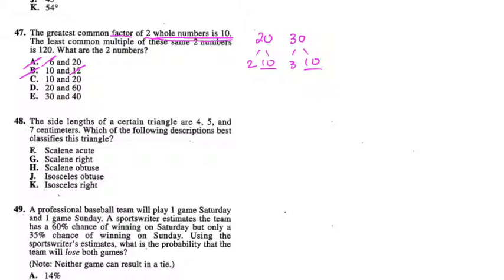The least common multiple of these same two numbers is 120. So it's not saying that 120 is just any multiple, it's the least common multiple. So we have to take these answer choices in turn. 10 and 20, well, the least common multiple for 10 and 20 would just be 20, because both of them fit into 20. That would not be it. The least common multiple for answer choice D would be 60, because both of them fit into 60. So E is the answer, and the least common multiple here would be 120.